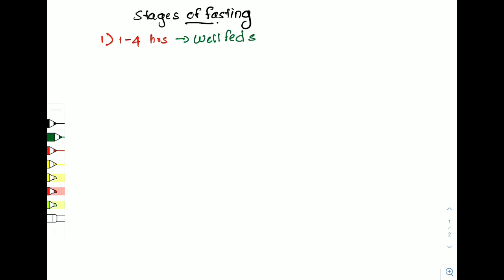So the topic that we are going to learn today is fatty acid oxidation. But before moving on to that, let's learn about the stages of fasting. So the first 4 hours, or the 1 to 4 hours, the body is in a well-fed state and there is an abundance of glucose, so glycolysis takes place and the body gets its necessary ATP.